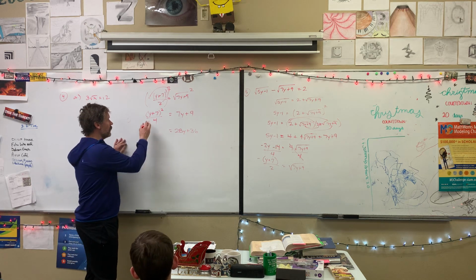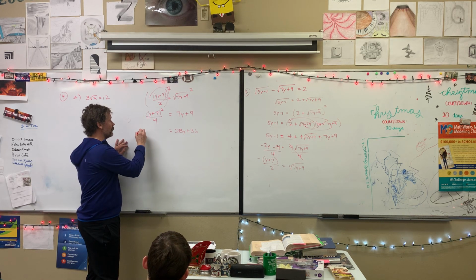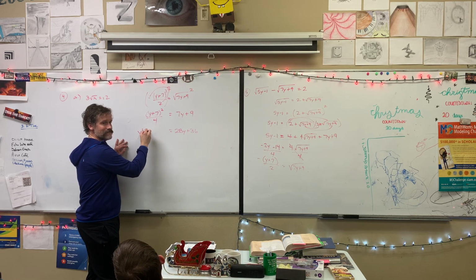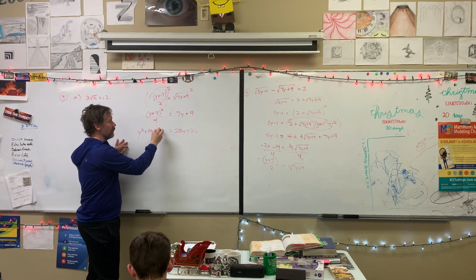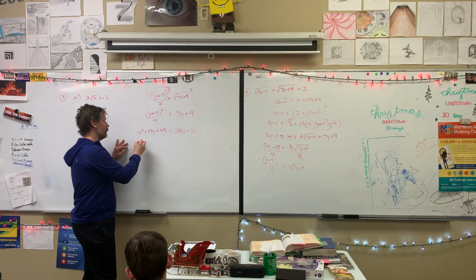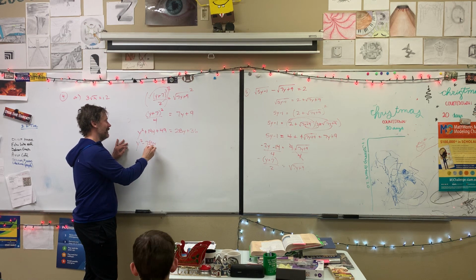So here we end up with, foil that out, right? Y squared plus how many y's? 14. 14 y's plus 49. You set the equation equal to 0.